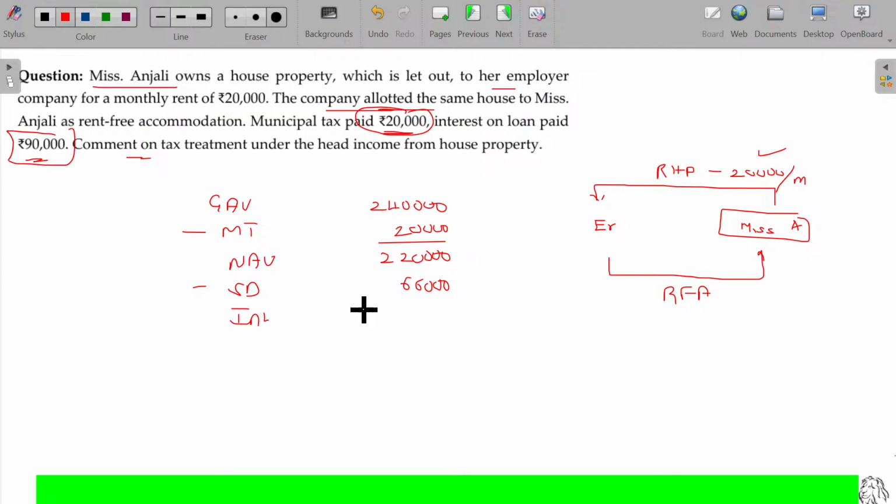Apart from that, interest is also deductible. There is no limit for this. As it is treated as let out, 90,000 can be deducted. So the taxable income from house property is 64,000.